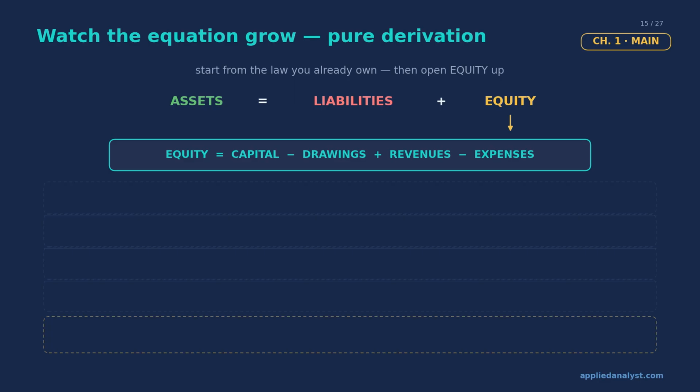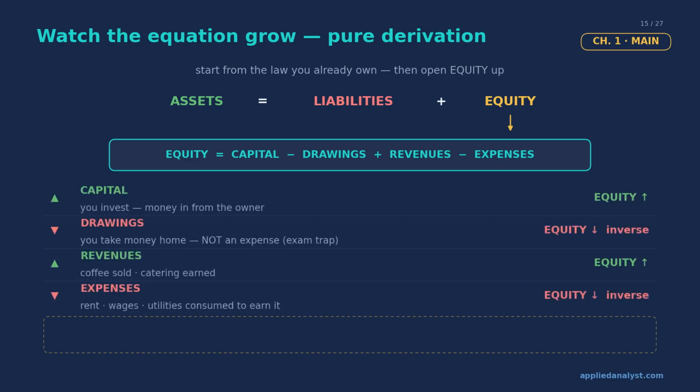Four forces, only four. Capital, you invest and equity rises. Drawings, you take money home and equity falls. And listen, drawings are not an expense, the classic exam trap. Revenues, selling coffee, catering an office, equity rises. Expenses, the rent, the wages, the utilities consumed to earn that revenue.